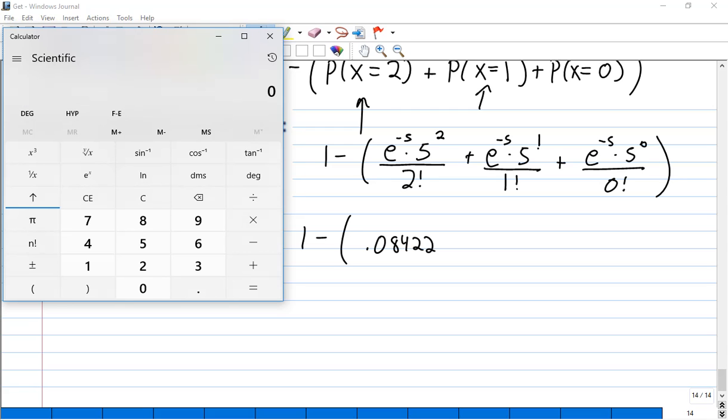And then we're going to do the same thing for the probability of 1. So that's e to the negative 5th power times 5 to the first divided by 1. That's 0.033. If I round that to 5 places, that's going to be 0.03369.